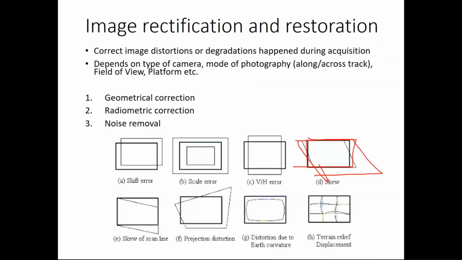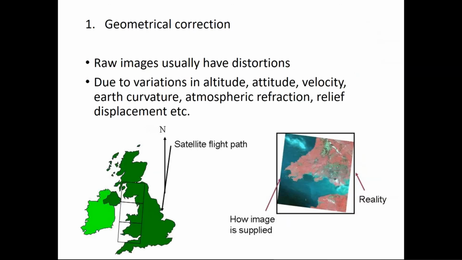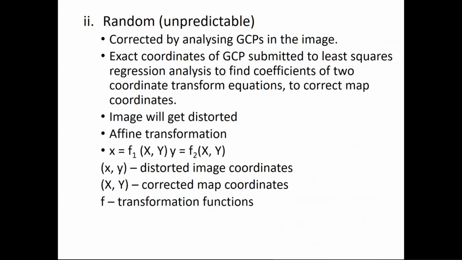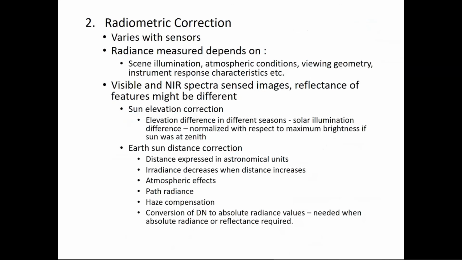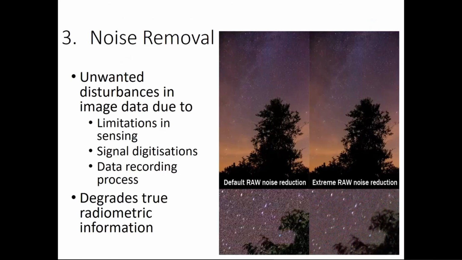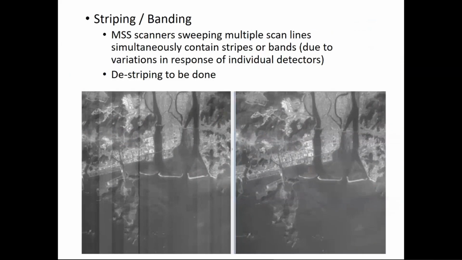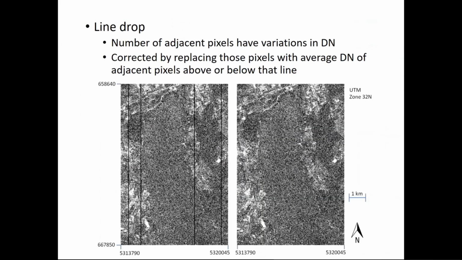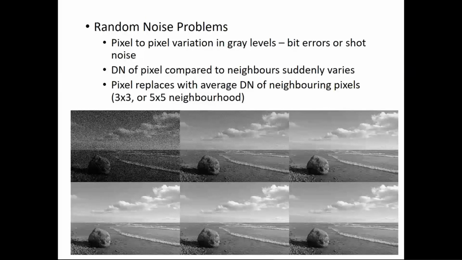What all corrections did we see today? We saw the image rectification and restoration process. We saw geometrical correction, where you have systematic and random corrections, then resampling, then radiometric corrections depending upon the radiance measured, the sun's elevation correction, or the earth-sun distance correction. Then we have noise removal, of which there are three different types: striping or banding, line drop, and random noise problem. What these errors are and how they are corrected is what we saw.